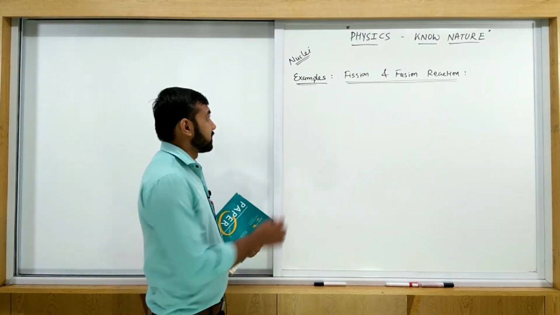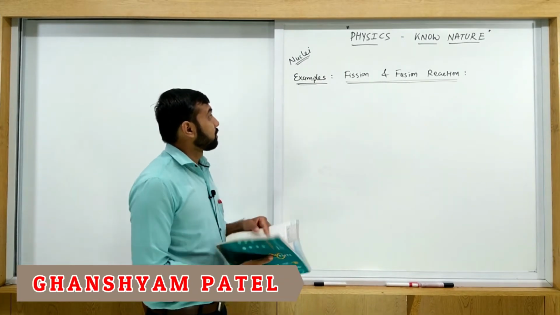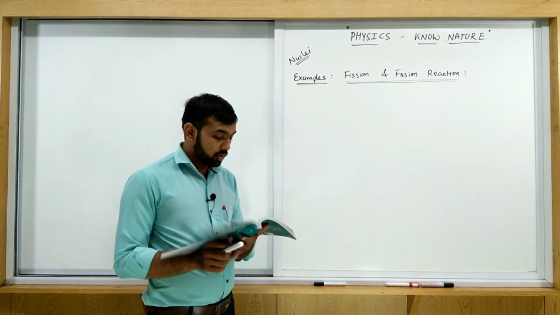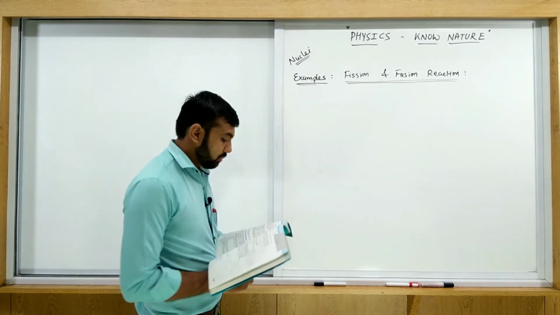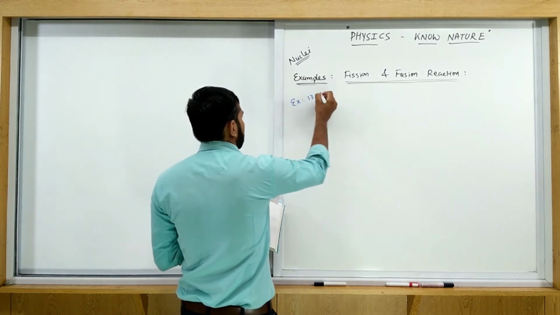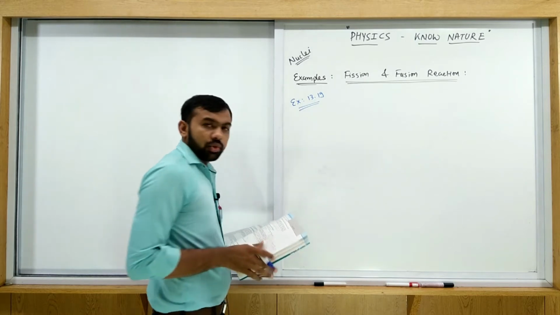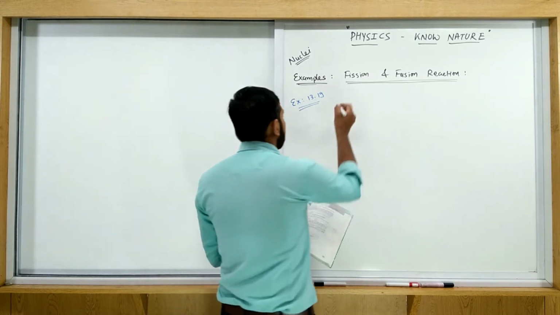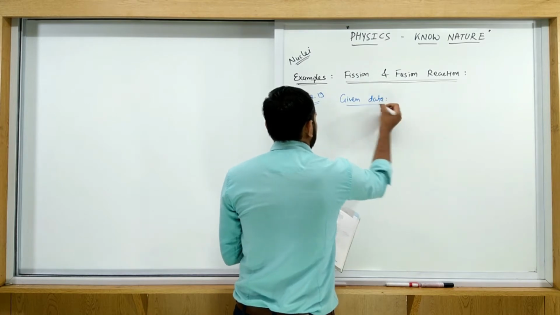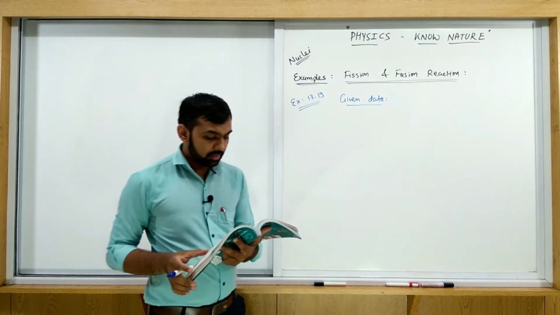Okay, let us discuss the next example, which is based on the fission and fusion process, from the textbook example number 13.19. Let's write down example number 13.19. So what is the given data? Let's write the given data. See the problem statement.